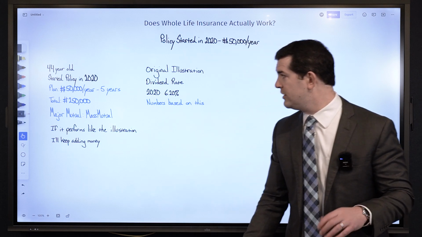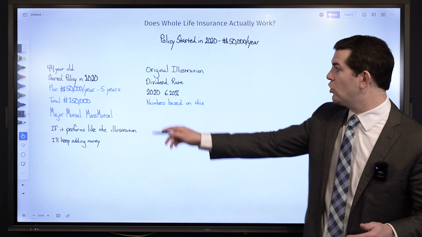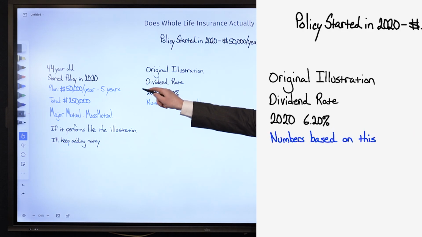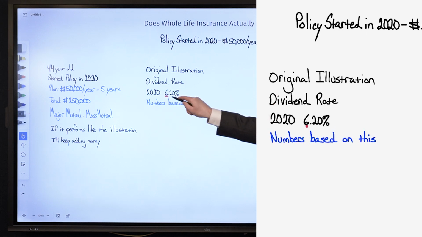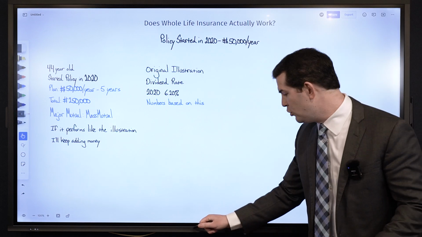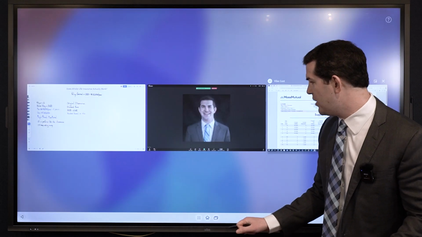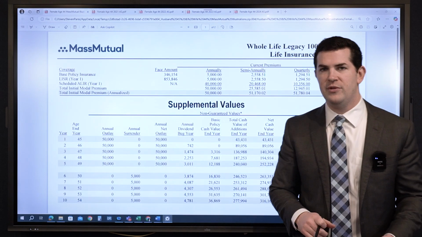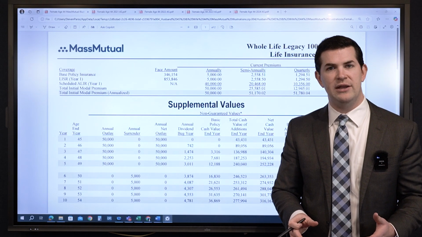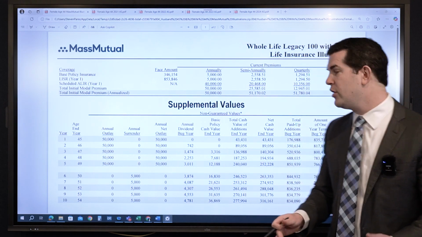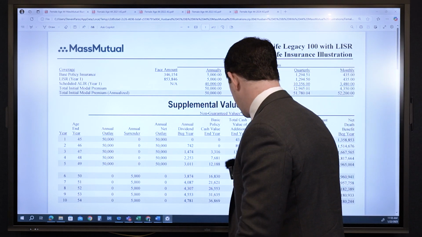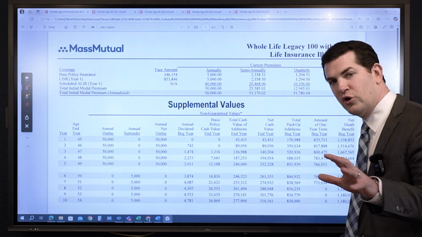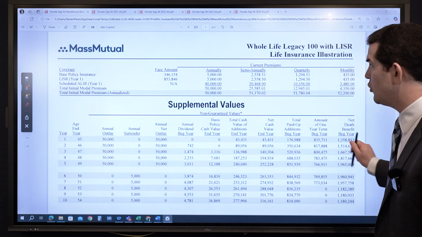So the original illustration, this is what we want to start with. When she started her policy in 2020, the dividend interest rate was 6.20%, meaning when she looks at the projection or the illustration, that dividend rate of 6.2% is what displays the growth. So let's take a look at this and we'll hit on that point first, and then I'll talk about the design, which we started with.